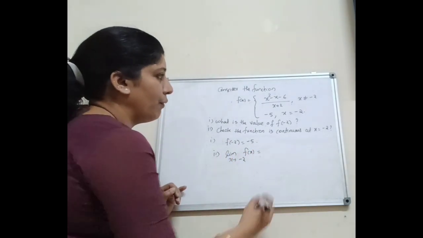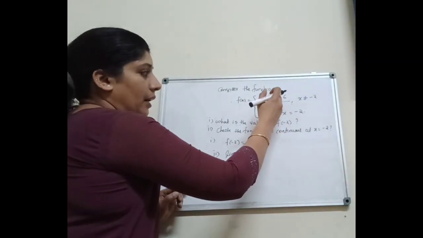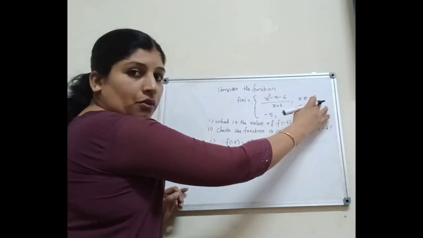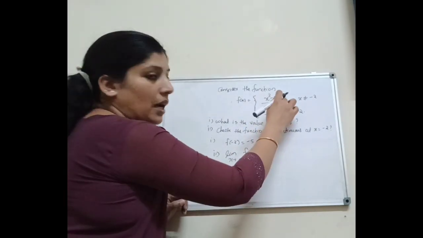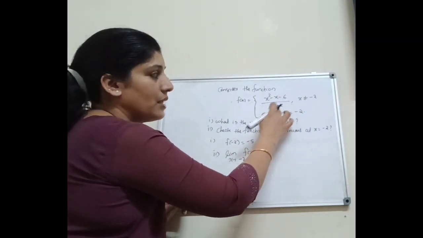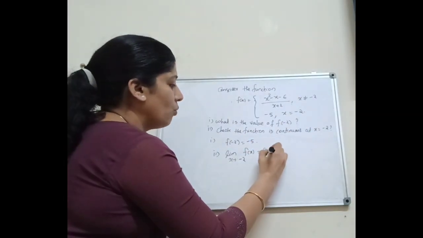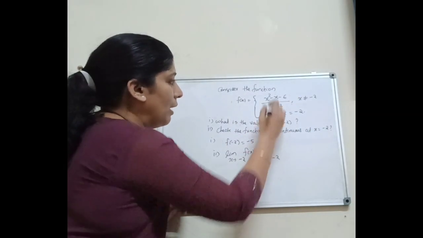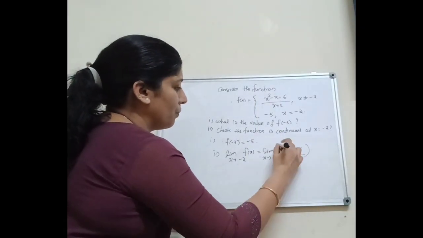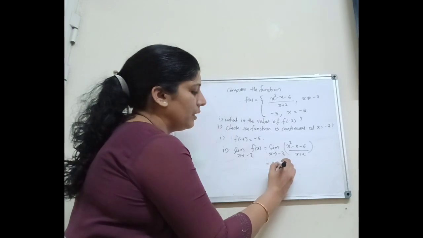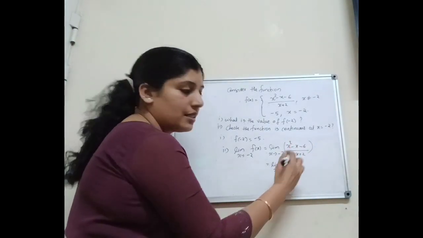What is the value of f of x here? Limit x tends to minus 2. That means x is not equal to minus 2, it tends to minus 2. The function is x square minus x minus 6 divided by x plus 2. So it is equal to limit x tends to minus 2 of f of x, which is x square minus x minus 6 divided by x plus 2. That is equal to limit x tends to minus 2 of x square minus x minus 6.